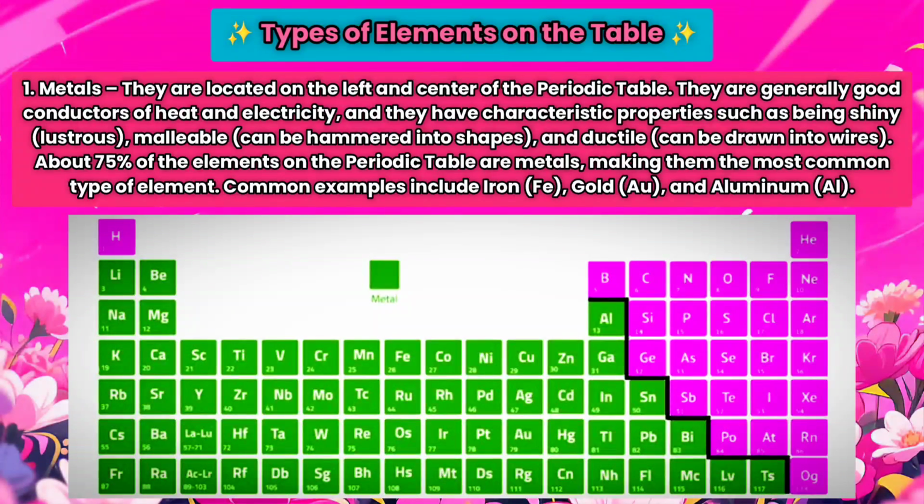About 75% of the elements on the periodic table are metals, making them the most common type of element. Common examples include iron, gold, and aluminum.